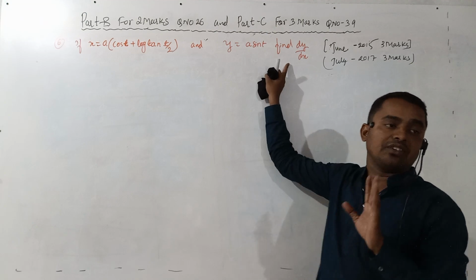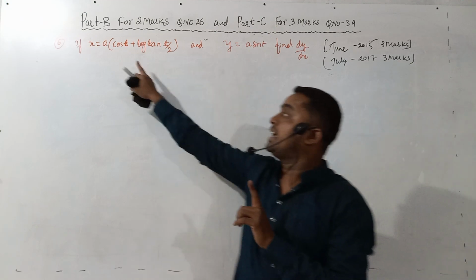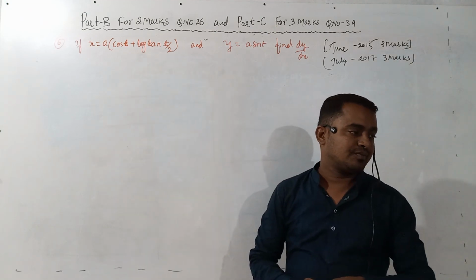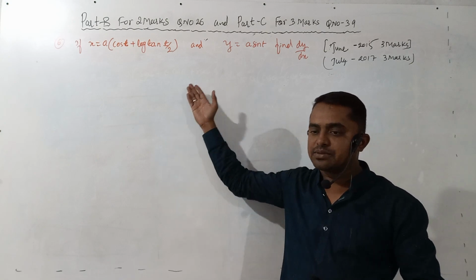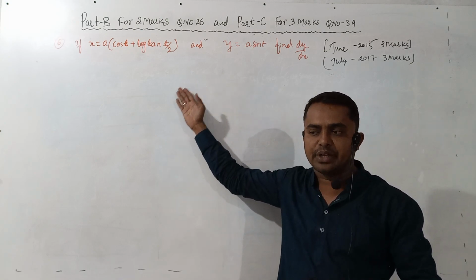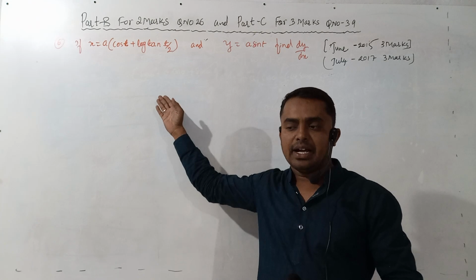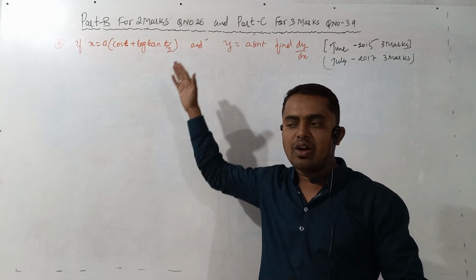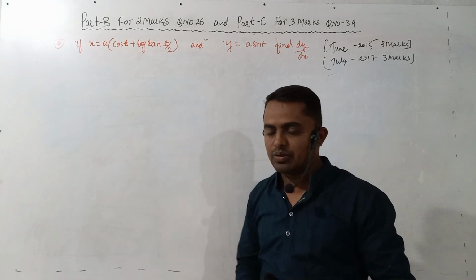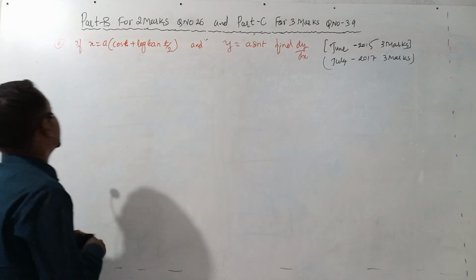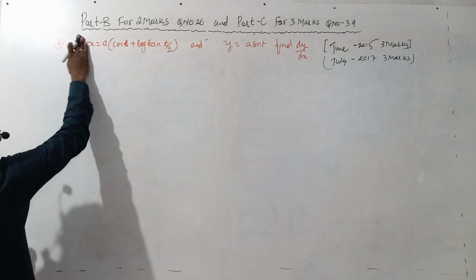To confuse people, instead of t they will give theta also. If it is given in terms of t, differentiate with respect to t. If it is given in terms of theta, differentiate with respect to theta. All the steps are the same. So look here, we will solve this one. Write the first step as it is.